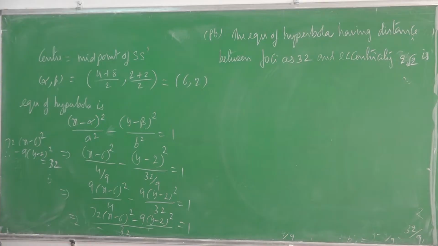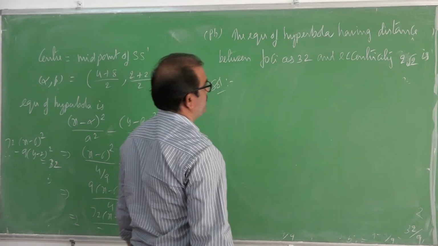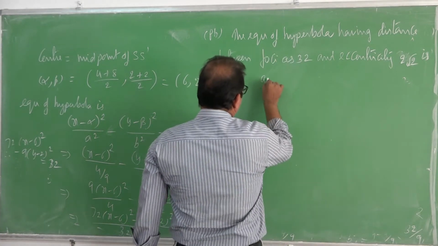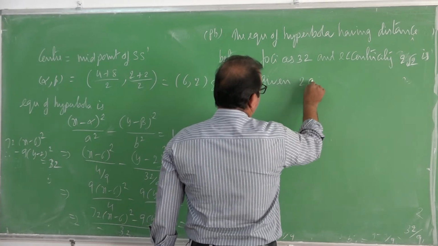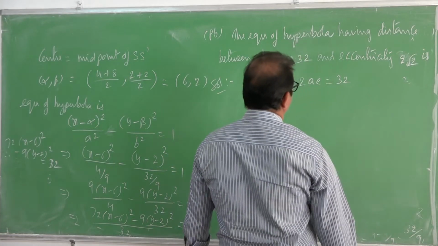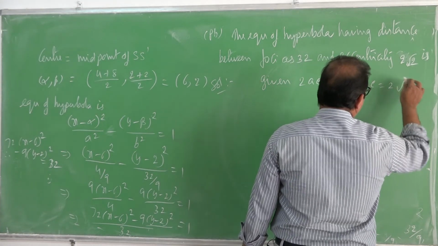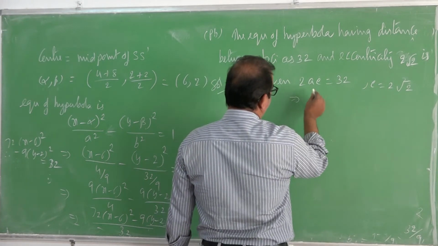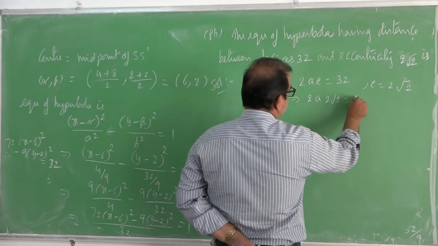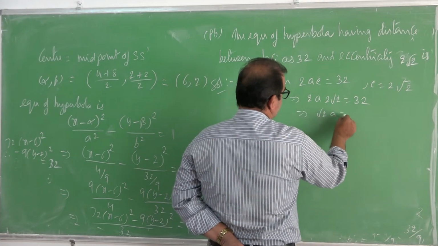Read the problem. Equation of the hyperbola having distance between foci 32. Distance between foci is 2AE, that is 32. From this, the eccentricity is given. Eccentricity is 2 root 2. Substitute the E value and find A. 2A into 2 root 2 is equal to 32. 2 into 2 is 4, so root 2 into A is equal to 8.